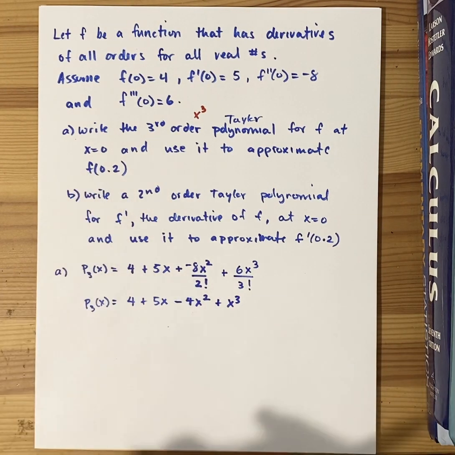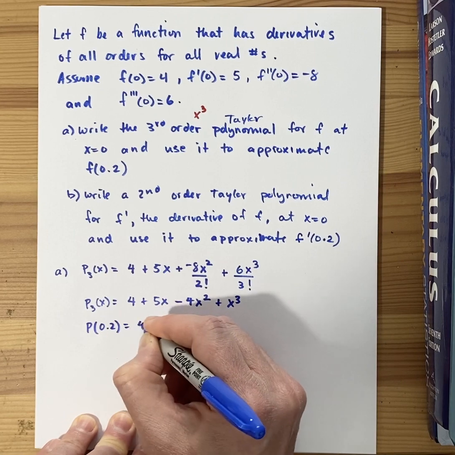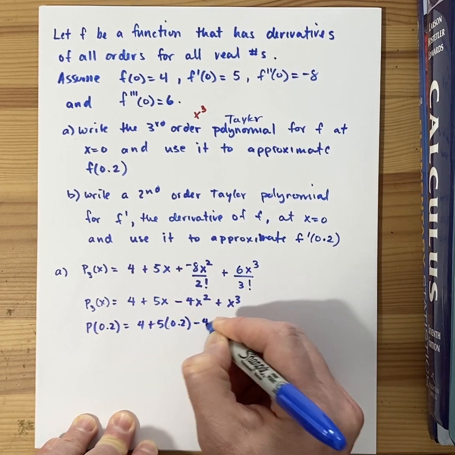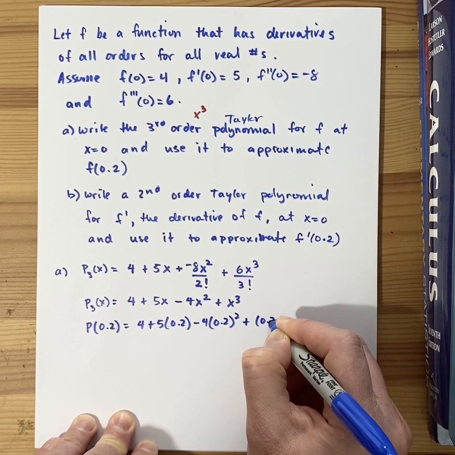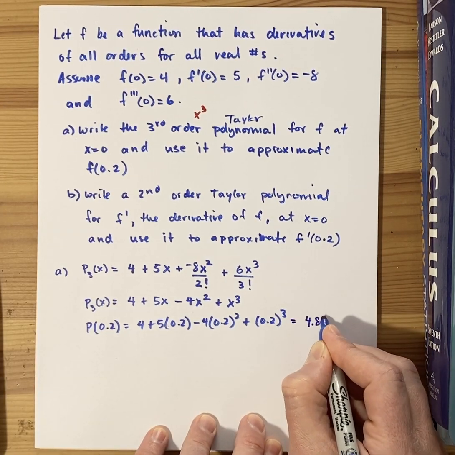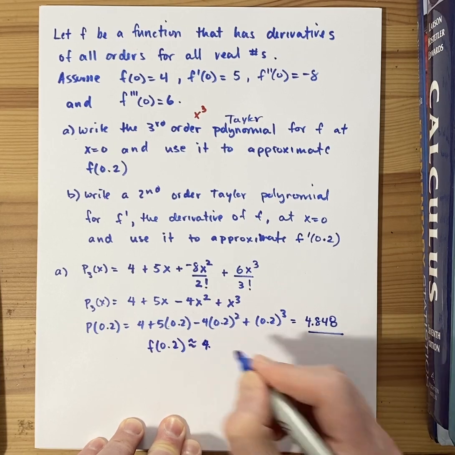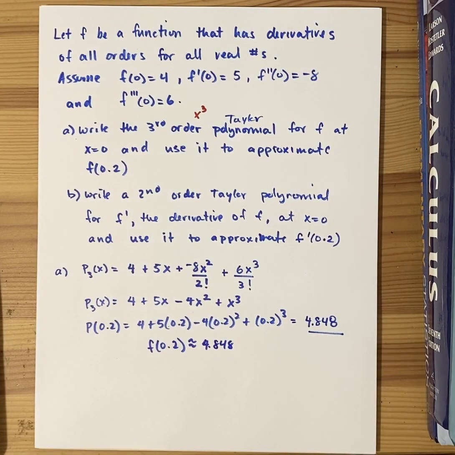Now what we want to do is approximate f of 0.2. Just like when we were using the tangent line, we have this ability to approximate. What I'm going to do is plug in the 0.2 to get my approximation. So this gives us an approximation of 4.848. Okay, so f of 0.2 is approximately 4.848. Okay, so that's for part A.